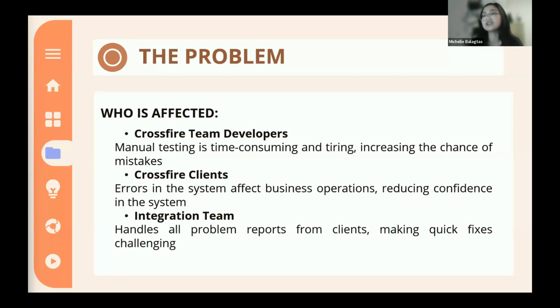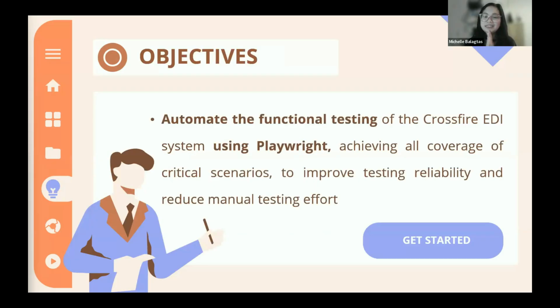The integration team handles all the errors and problem reports from the client. So it is like a domino effect. If something goes wrong with the EDI system and it is not tested properly, it's going to be a big problem. So it is clear that for this project we need to automate all the functional testing of the Crossfire EDI system using Playwright, achieving coverage of all critical scenarios to improve testing reliability and reduce the manual testing effort.